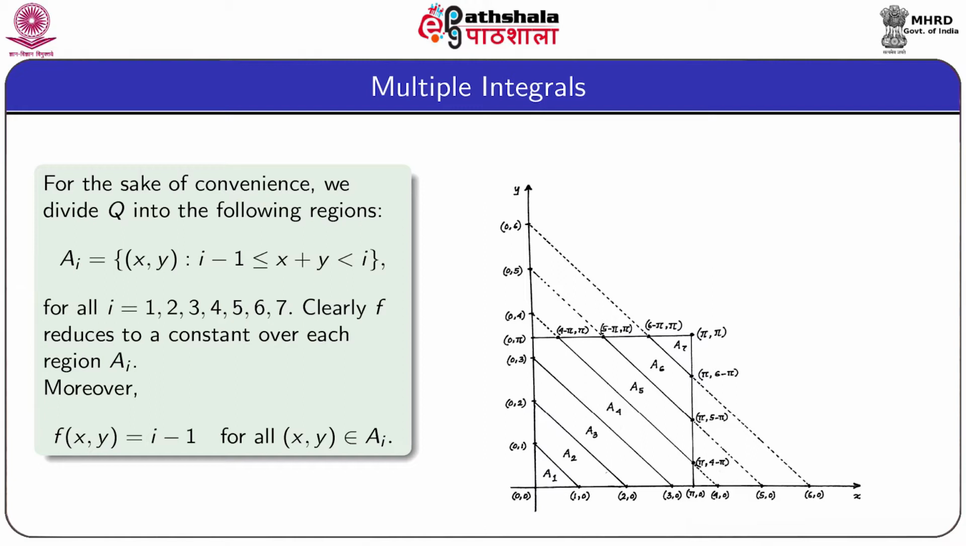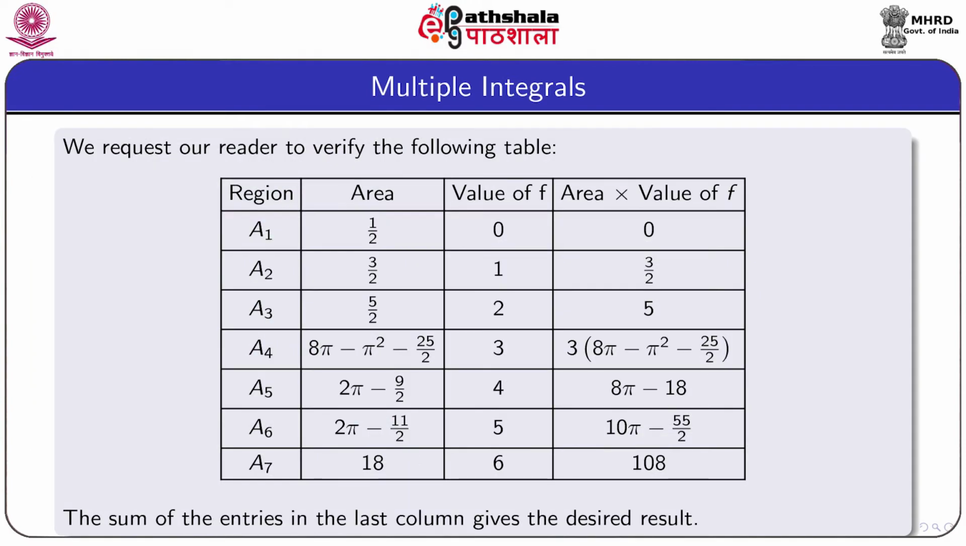Clearly, f reduces to a constant over each region Ai. Moreover, for each i, f(x, y) is equal to i minus 1 for every (x, y) in Ai. Keeping this in mind, we formed this adjacent table. So, for each region, we found the area and the value of f over that region, and finally, we calculate the value of the integration.